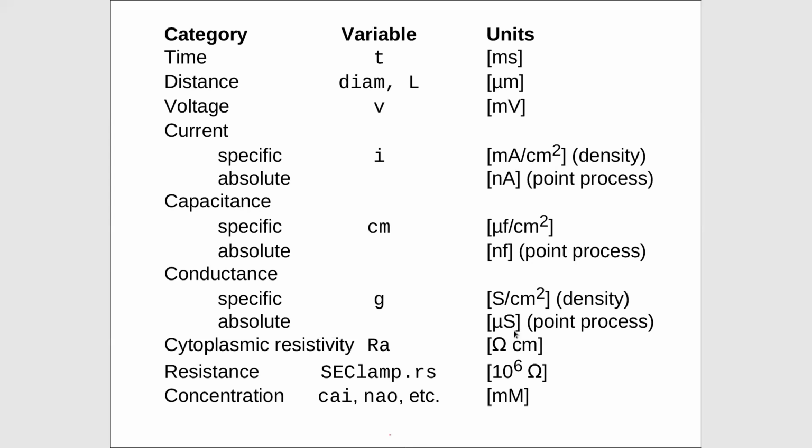Okay. Cytoplasmic resistivity is always ohm centimeter. Resistance, like series resistance in a single electrode clamp, is always in megohms. Concentration is always in millimolar. Okay. Unless you have NMODL code that uses some other concentration, in which case the NMODL code has to have some kind of a scale factor built into it. Okay, well, we're done with that.